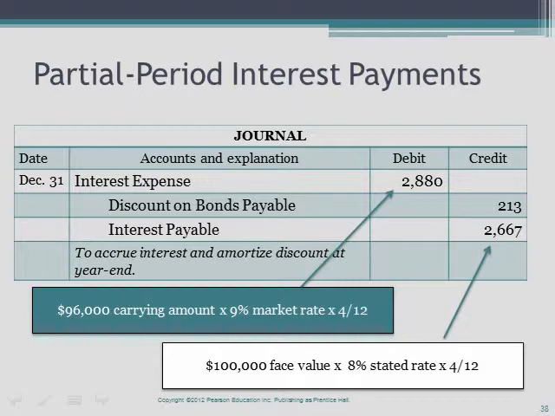Companies don't always issue bonds at the beginning or end of their accounting year. They issue bonds when market conditions are most favorable, and that may be on May 16th, August 1st, or any other date. When this occurs, a year-end accrual of interest expense must be made.